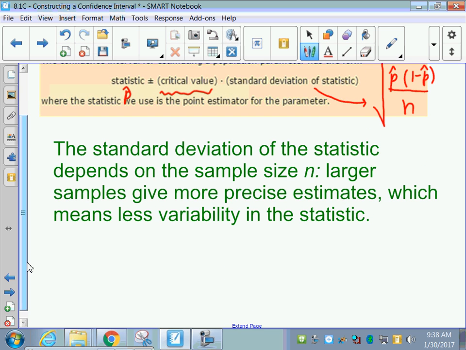Okay, the standard deviation of the statistic depends on the sample size n. So again, we're back to using that n value, which is why when we were looking at those graphs a second ago, when we increase samples, we get more precise estimates, which means less variability in the statistic, which comes from that formula, right? The higher that number, the smaller we're adding and subtracting since it's dividing by.